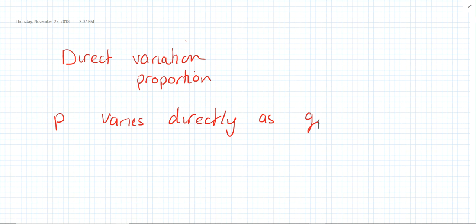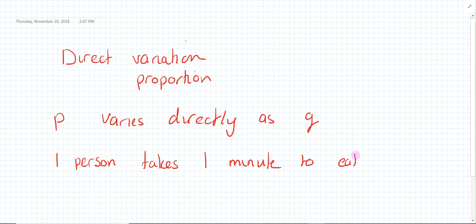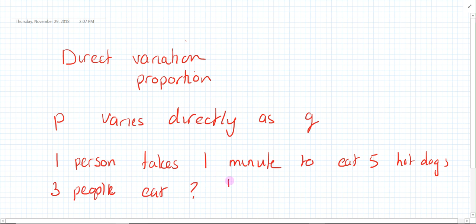Maybe one long bar. Sorry, I thought you meant a bar graph. Oh, you make one situation the X and one situation the Y. Yeah, so let's think about one person takes 1 minute to eat 5 hot dogs. 3 people eat how many hot dogs in 1 minute?